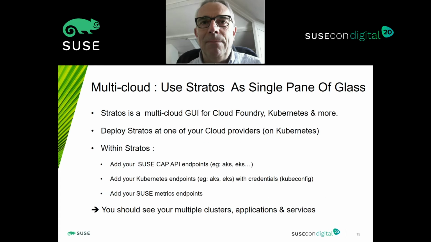As said, Stratos, that is the console provided by SUSE, can be deployed on the Kubernetes cluster you choose. Stratos is a multi-cloud GUI for Cloud Foundry, but also for Kubernetes and the service catalog. In Stratos, you will add SUSE CAP API endpoints, the Kubernetes API endpoints, and the metrics endpoints for monitoring. You will also feed it with a set of credentials required to access these various APIs. Developers or ops will see the full set of platforms, if you have connected many, applications and services in a single pane of glass.